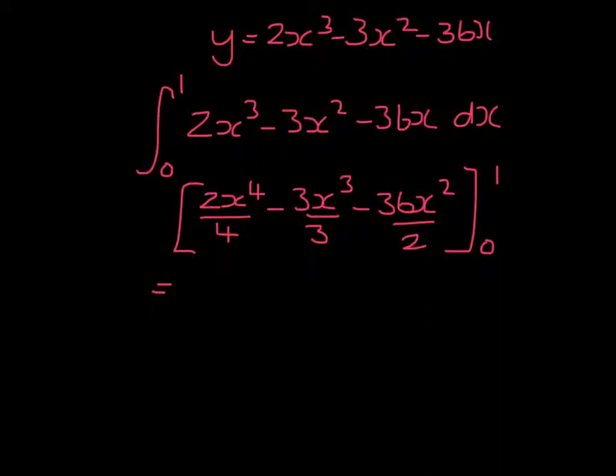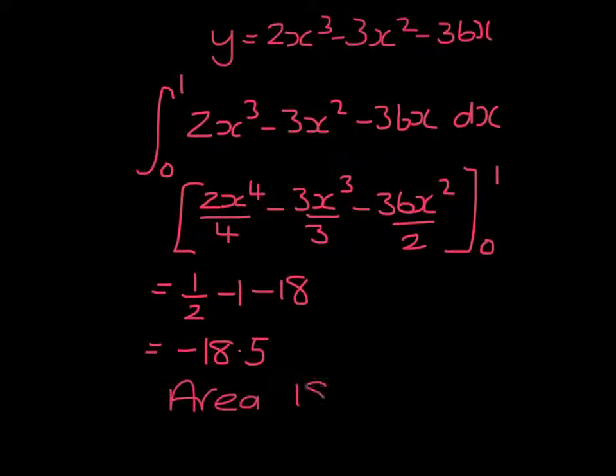Substituting in 1 then, we get a half, take away 1, take away 18, which gives us minus 18 and a half. All the negative sign does is show that the area is below the axes, and we know that from our previous sketch. So to find the area, it's 18 and a half square units.